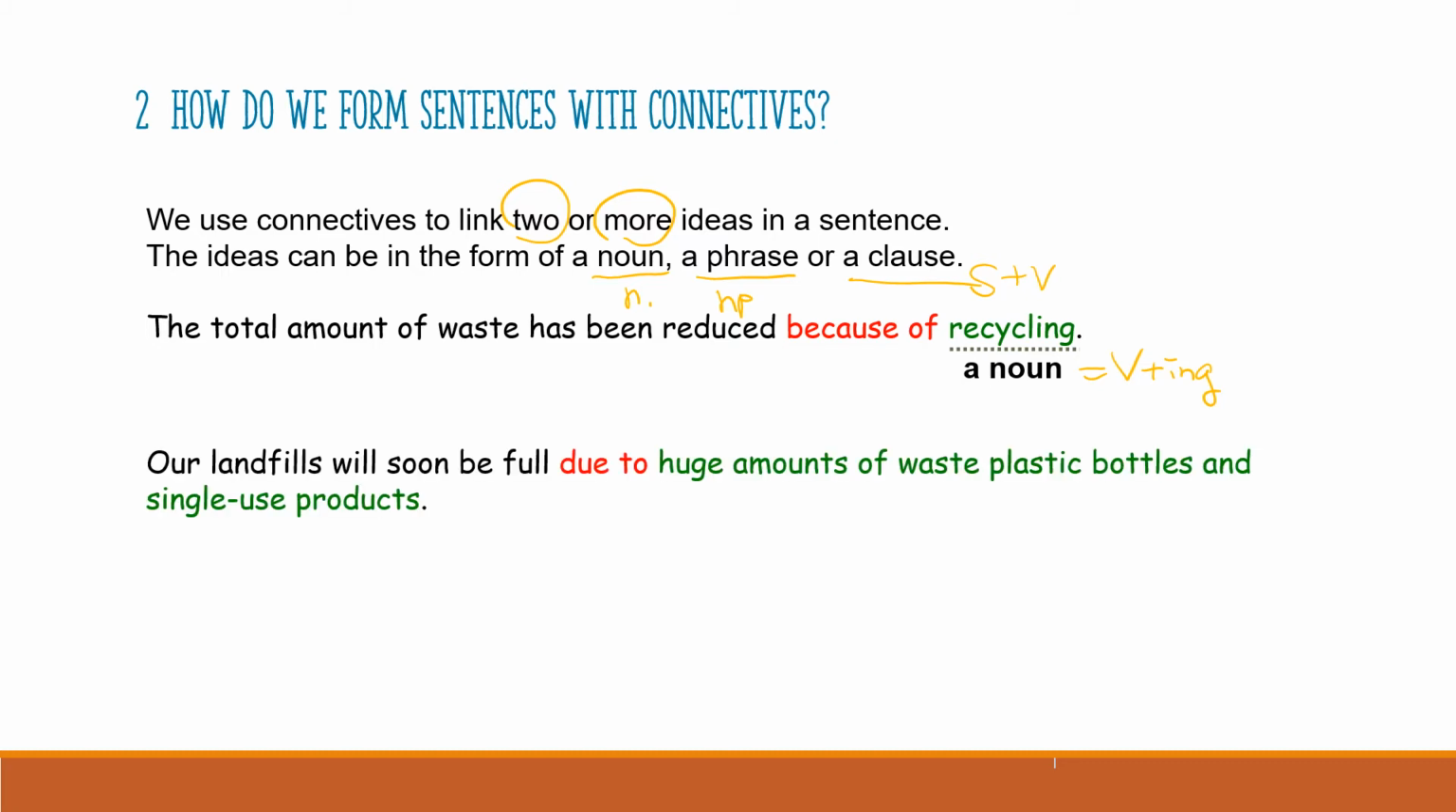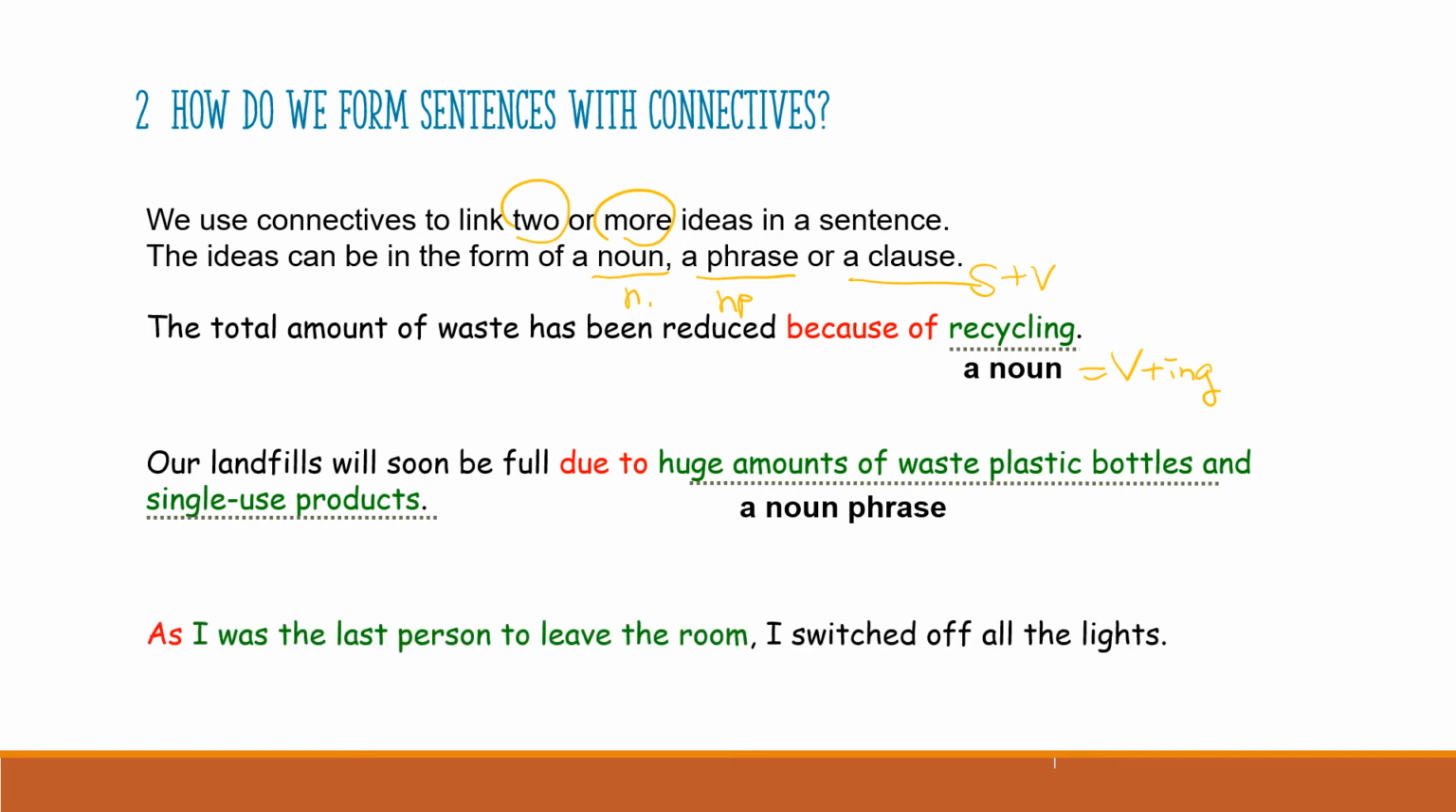Another example sentence: our landfills will soon be full due to huge amounts of waste plastic bottles and single-use products. After the connective due to, we can also use a noun phrase. The green colored words are a noun phrase. Another example sentence. As I was the last person to leave the room, I switched off all the lights. I was the last person to leave the room is a clause. A clause contains a subject, here I, and the verb was.